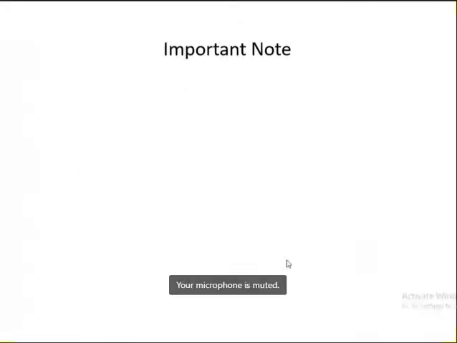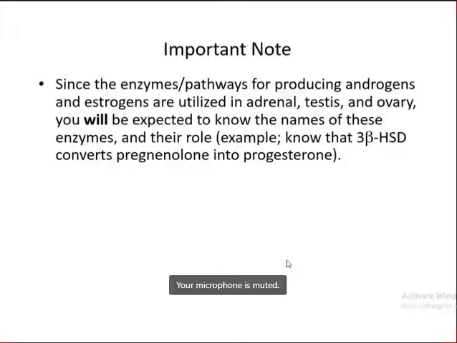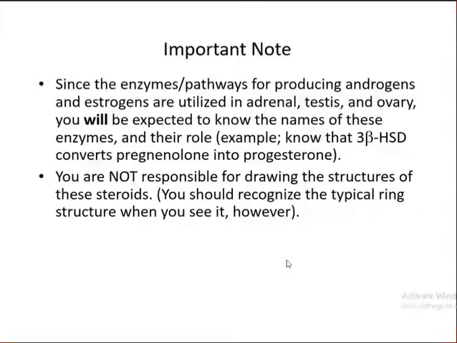Important to note is that since the enzyme pathways for producing androgens and estrogens are utilized in the adrenal, testes, and ovary, you will be expected to know the names of these enzymes and their role. For example, know that 3-beta hydroxysteroid dehydrogenase converts pregnenolone into progesterone. You are not responsible for drawing the structure of these steroids, but you should recognize the typical ring structure when you see it. Also know that LH stimulates Leydig cell steroidogenesis. Everybody should know about that.